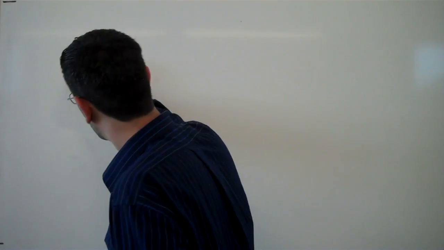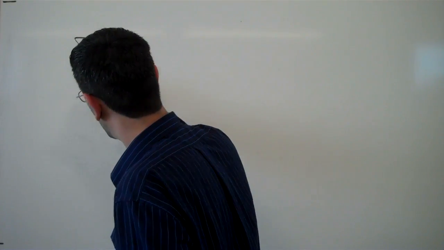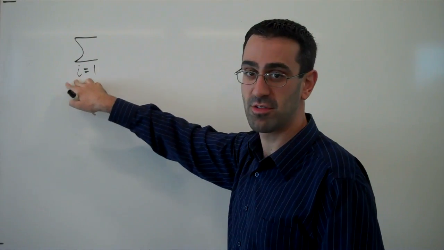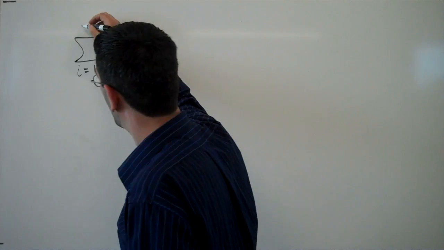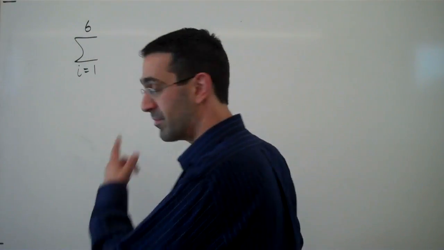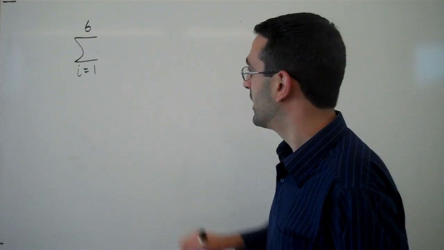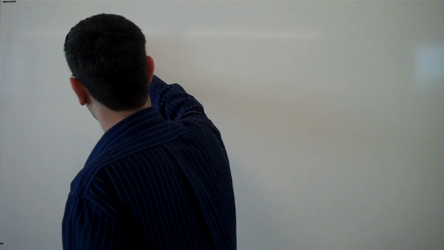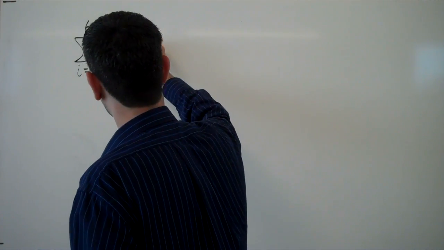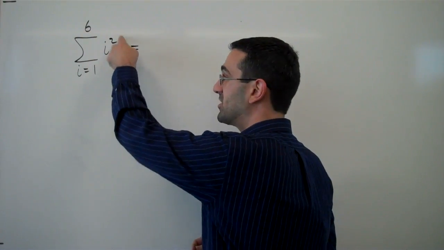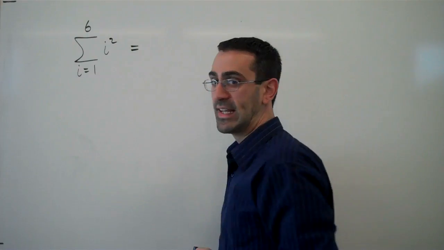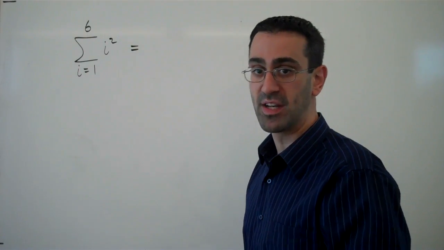Now, on the bottom, you'll see a variable with a starting value, so this says we're going to do a sum for values of i starting at 1, and at the top we put our ending value, something like 6. Here we're going to put whatever expression we're going to add up. So if I said i squared, this would mean add up i squared for values of i starting at 1, ending at 6, incrementing by 1 each time.